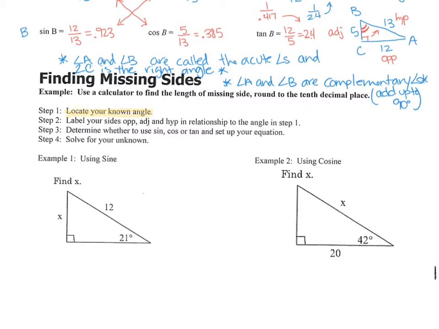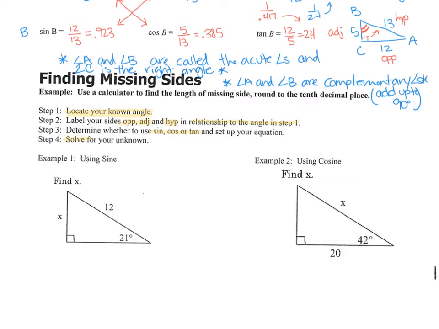This is when in the last example we were either using angle A or we were using angle B. Step 2, label your sides opposite, adjacent, and hypotenuse based on your angle. Step 3, determine whether you have sine, cosine, or tangent based on your labeled sides. Lastly, we're going to solve the equation for our unknown. So let's take a look at those 4 steps with example 1.